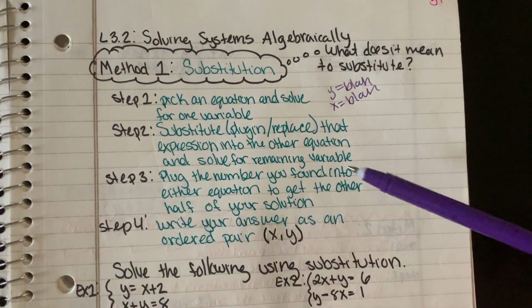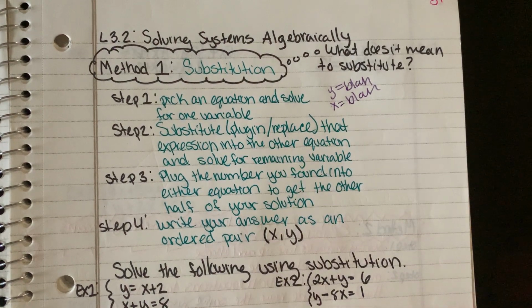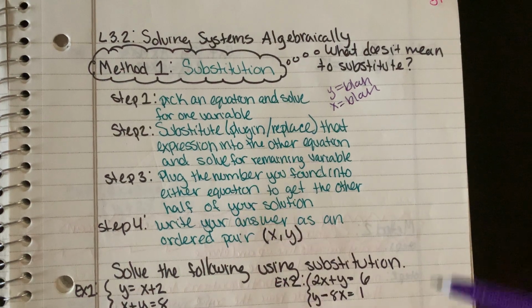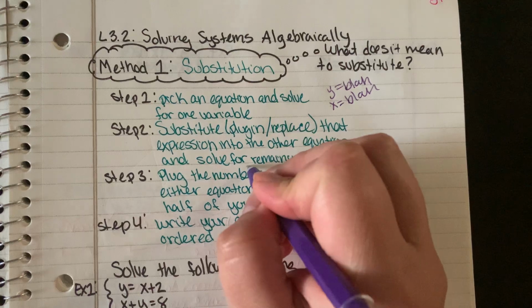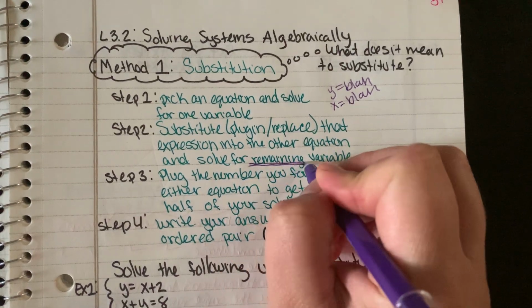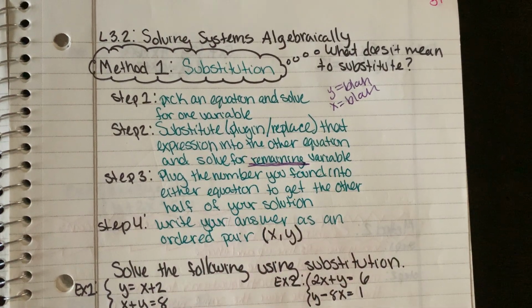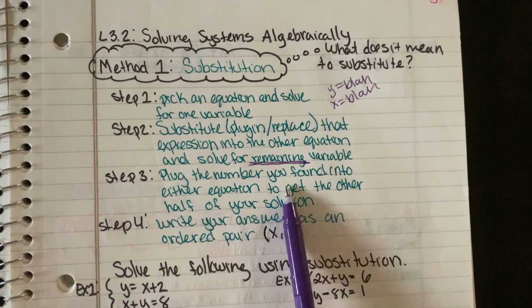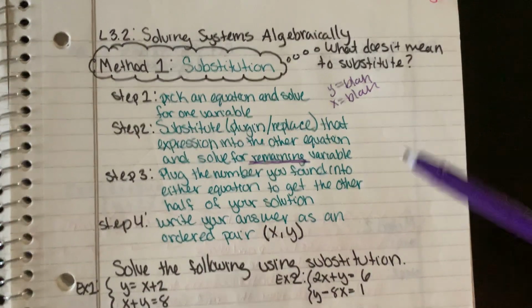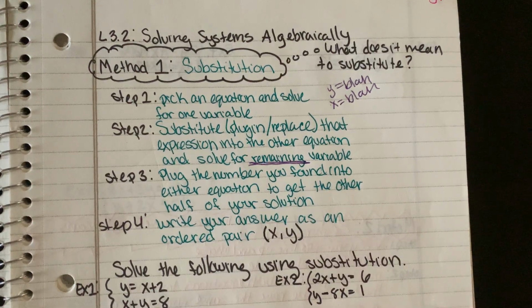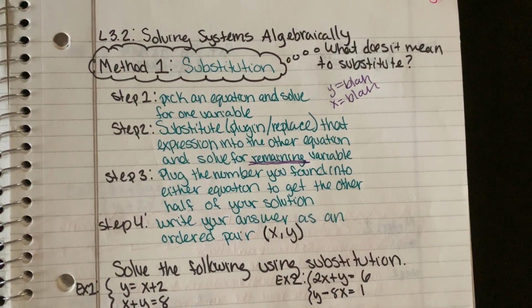Then you substitute it, right? So plug in, replace, because that's what it means to substitute. And then you're going to solve for the remaining variable, making sure that you understand that there should just be one variable remaining, all right? One type of variable. Plug the number you found into either equation to get the other half of your solution, and write your answer as an ordered pair, x comma y.